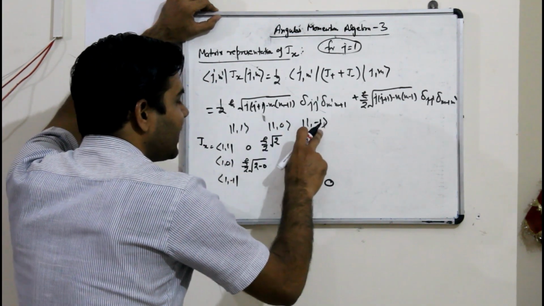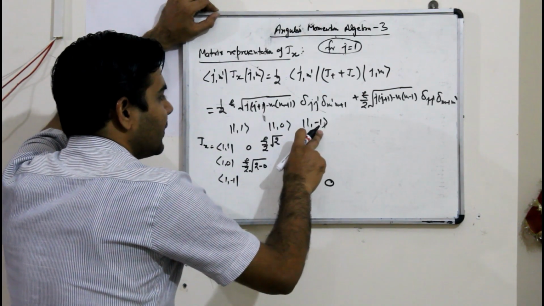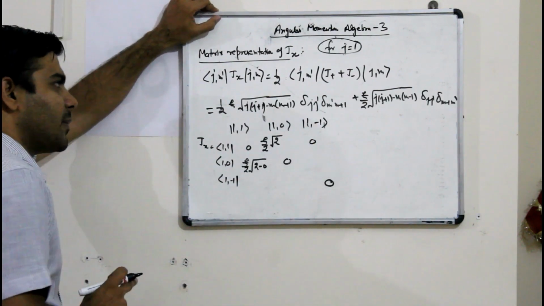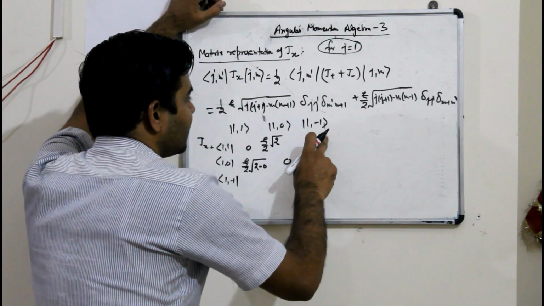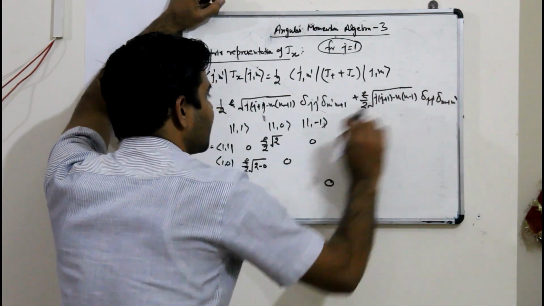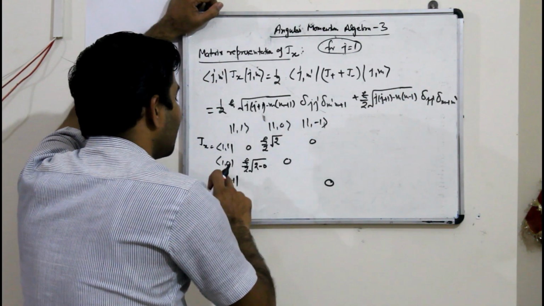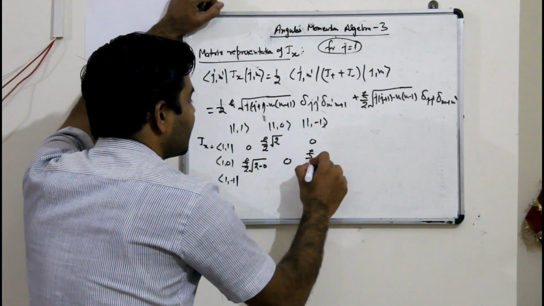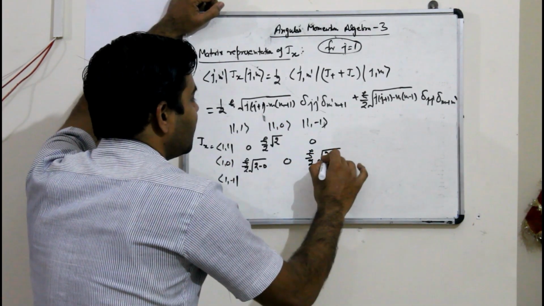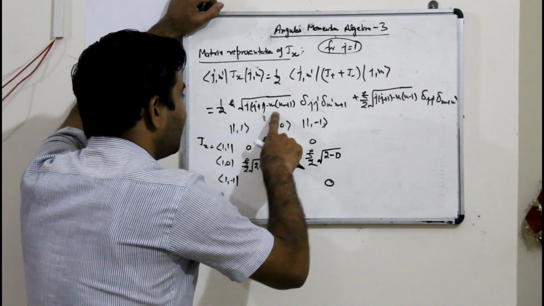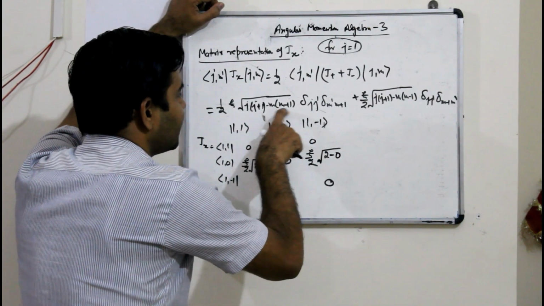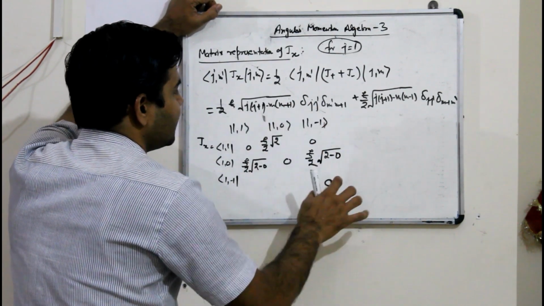However, in the case of J minus acting on this, it will reduce the value of m by 1, which is not allowed because the allowed values are 1, 0, minus 1. So the second term gives me 0, the first term will give a non-zero value, and the value will be h cross by 2 under the root 2 minus 0, because if I put m equal to minus 1 here, this m plus 1 will make it 0.